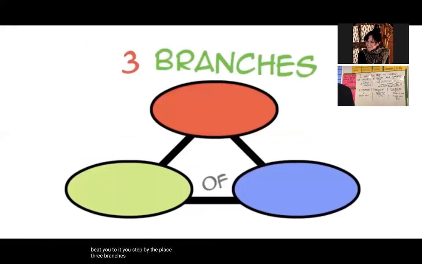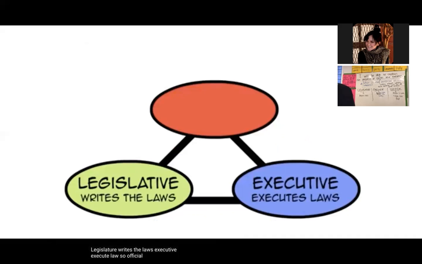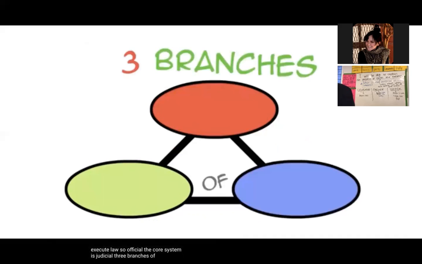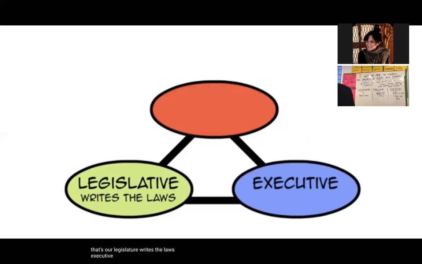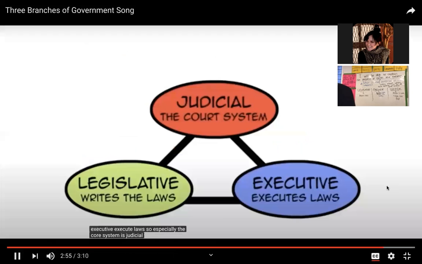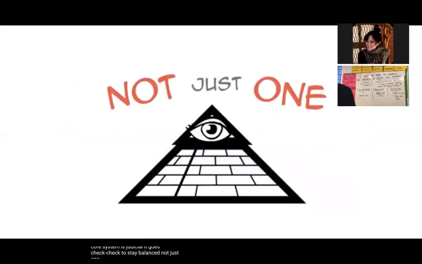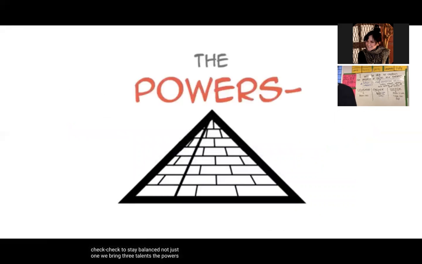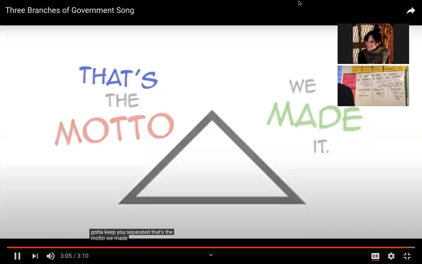Three branches of government, that's all. Legislative writes the laws. Executive executes laws from official. The court system is judicial. It goes check, check. Two-state balance, not just one. We bring three talents to powers. Gotta keep them separated. That's the motto we made.